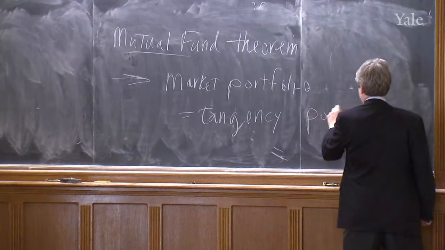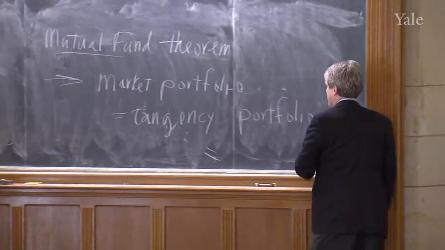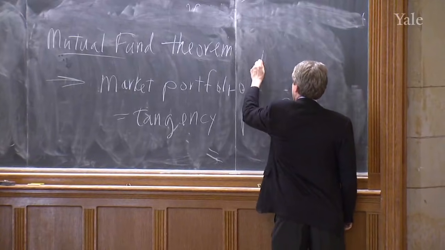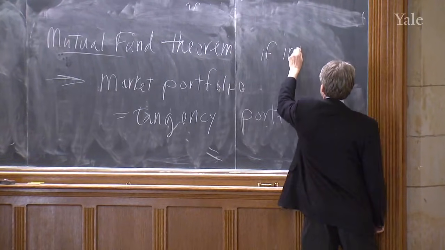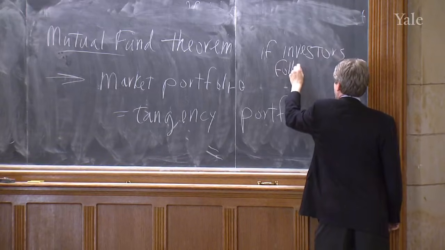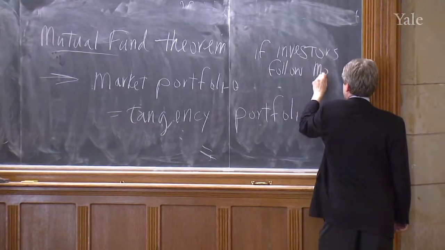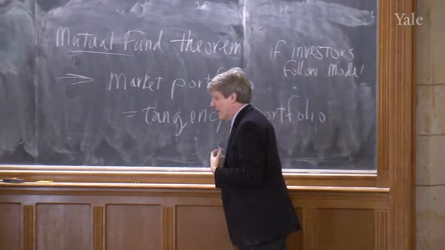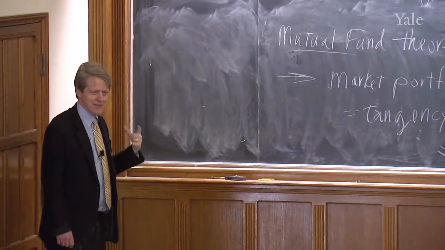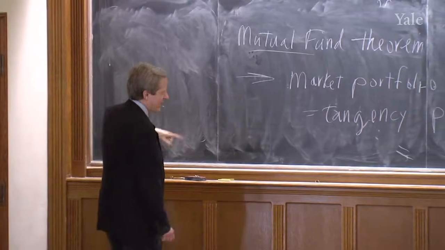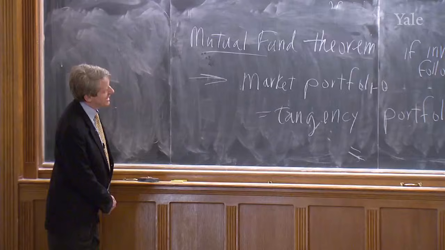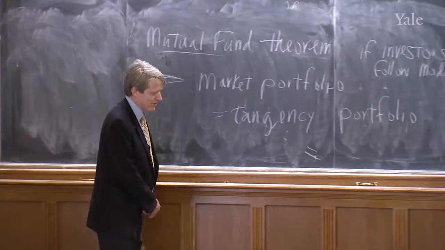Okay, and now I've pretty much finished the theory. I should say it implies if investors follow this model that we're having, the Markowitz model. If all investors think like Markowitz says, they all want to do the same thing. They all want to invest in the same best portfolio. So that has to be proportional to the market portfolio. So the tangency portfolio equals the market portfolio.